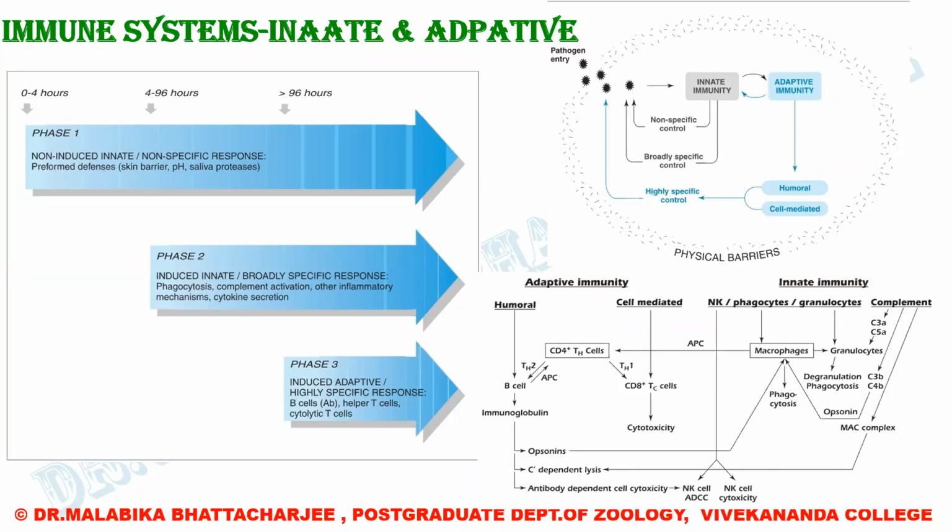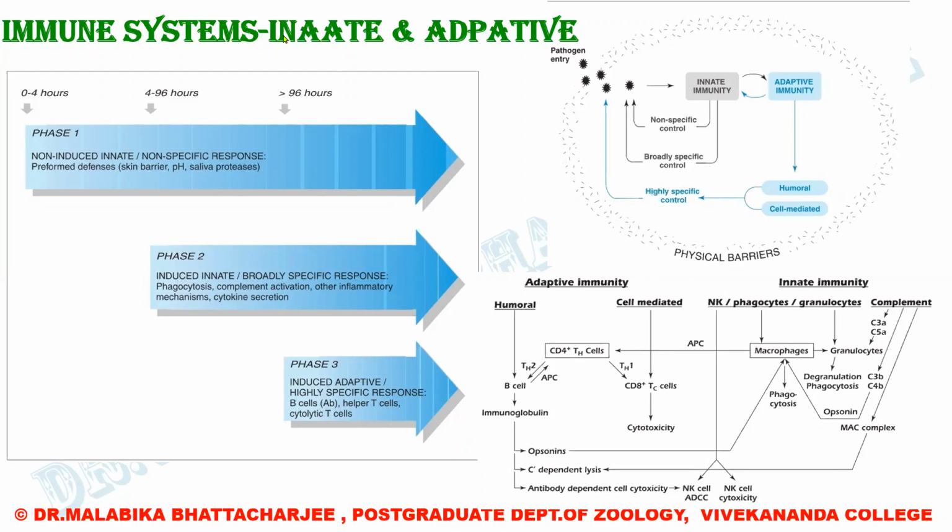For a primary response, the three phases, as I said, go from 0 to 4 to 96 hours and above. But if it's a secondary immune response, that is, if the same pathogen is encountered twice, what happens? Since there are memory effector cells of the adaptive immunity, the second time they recognize the pathogen very quickly, and the immune response takes place within 24 to 72 hours.